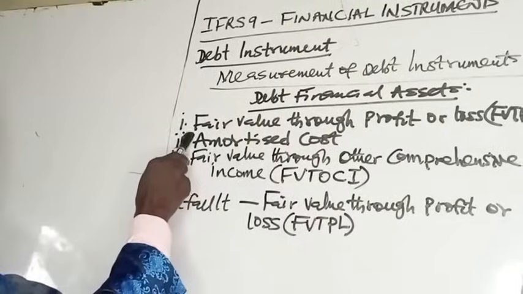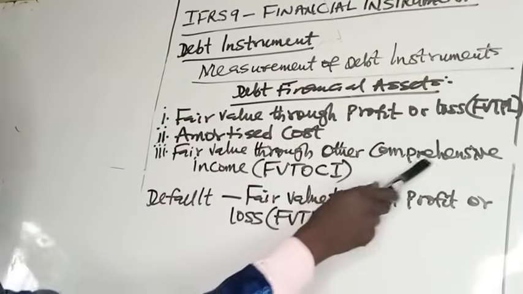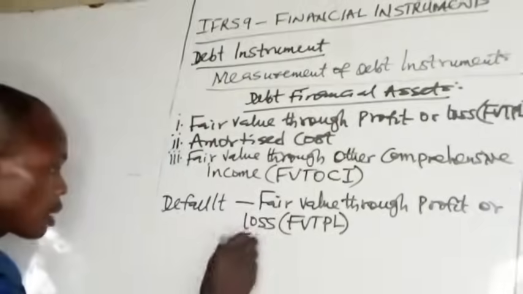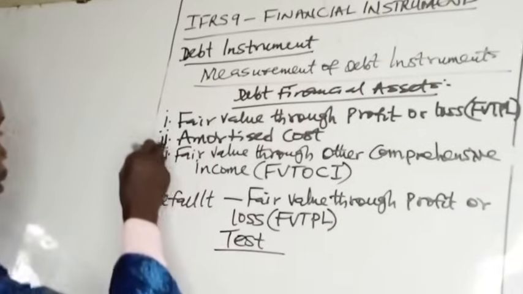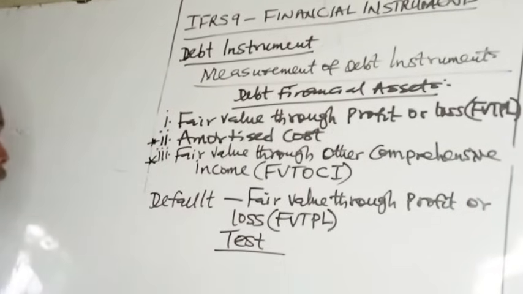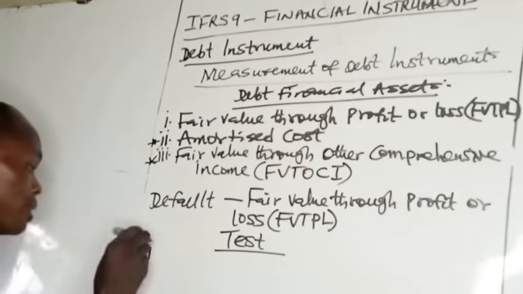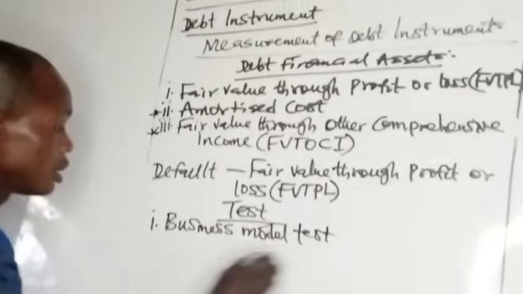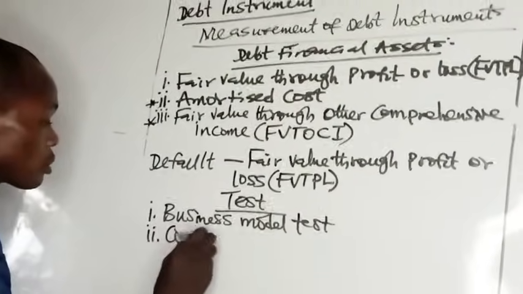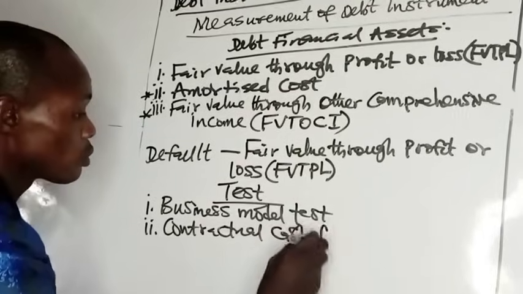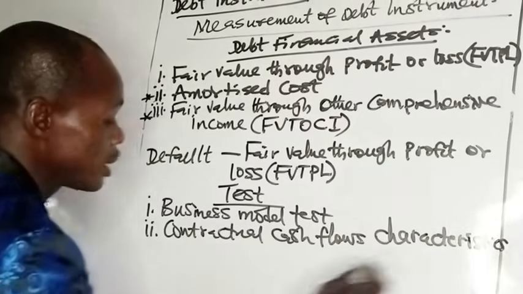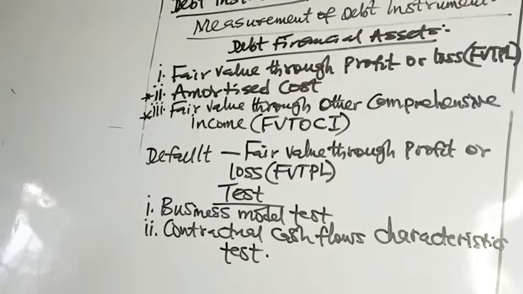But if they are to be classified at amortized cost or fair value through other comprehensive income, they have to pass through two tests, which I'm about to examine. The two tests are, number one, the business model test. Number two, the contractual cash flows characteristics test. These are the two tests they must pass through.